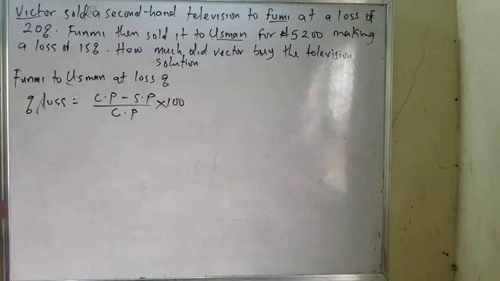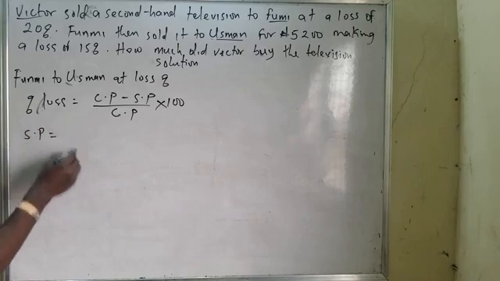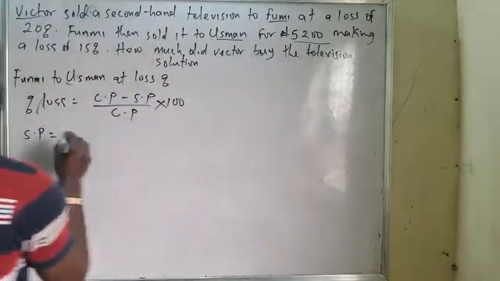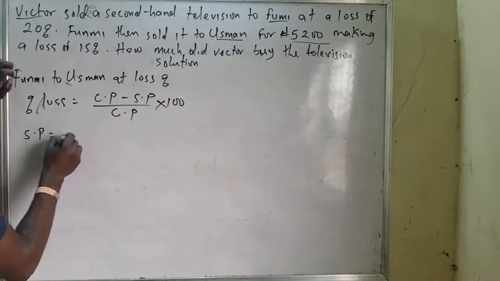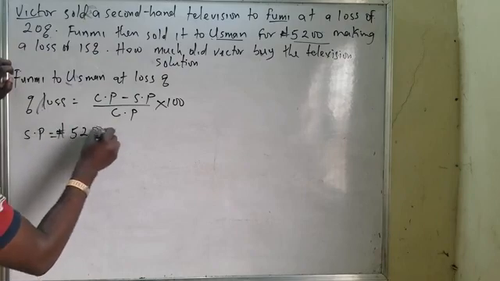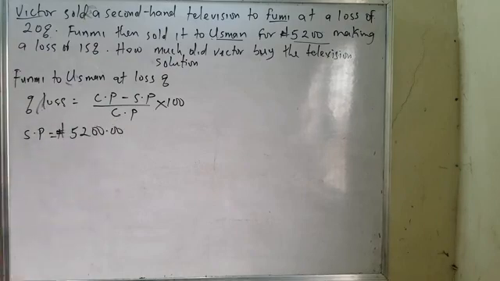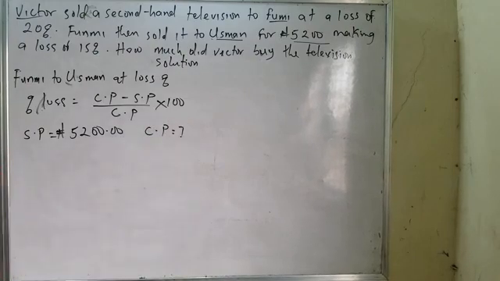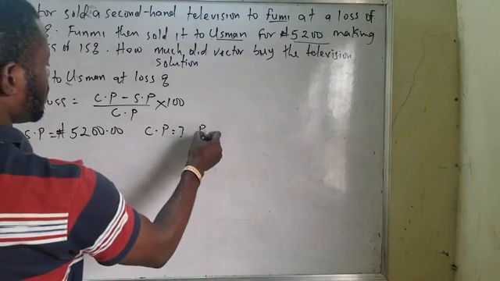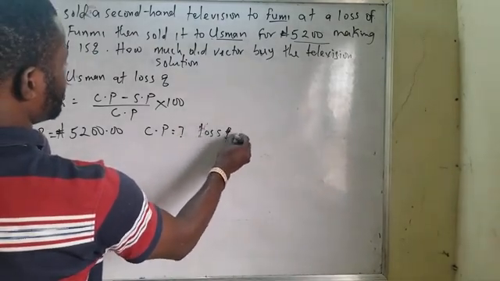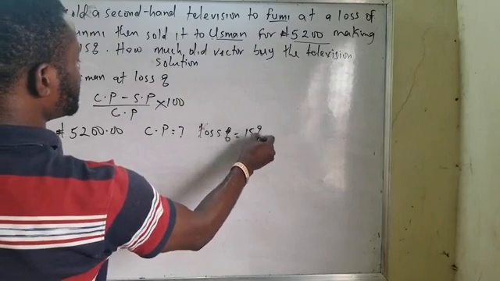Now, that transaction, selling price, which is going to be what? Sold. This is going to be selling price. It means the selling price is 5,200 naira. That is the selling price. And what again? Cost price, we don't know it. And percentage lost. Percentage, it will be equal to 15%.